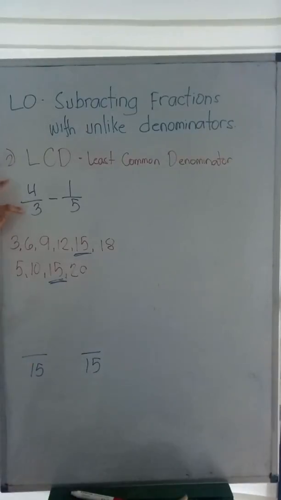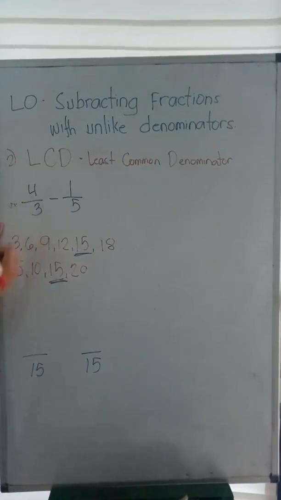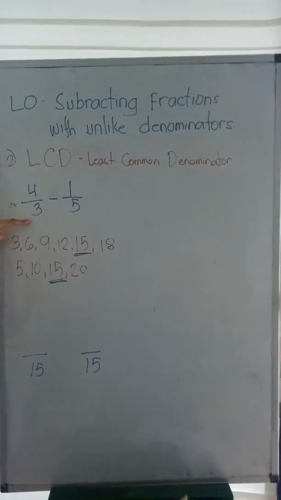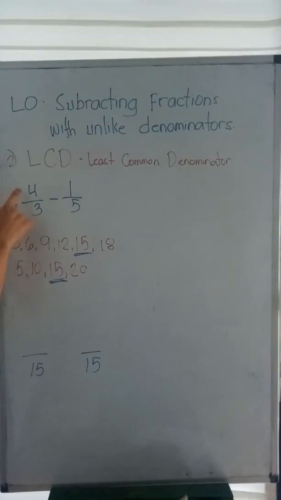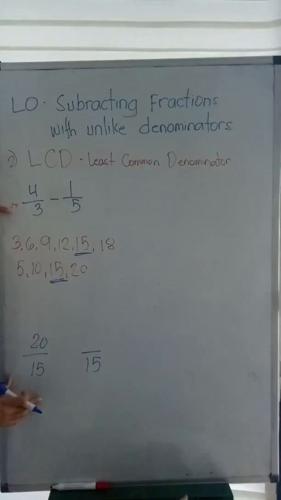Now what did we use to multiply to 3 to get 15? We used 5. So since we multiplied 3 with 5, we also are going to multiply 4 with 5. 4 times 5 is 20. So therefore you have 20 over 15.